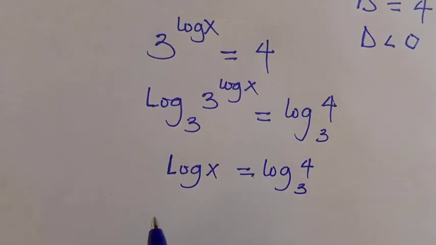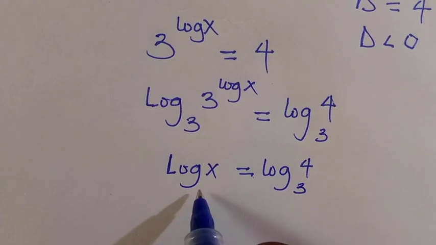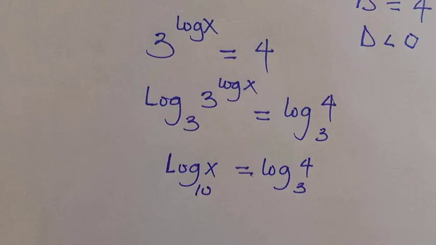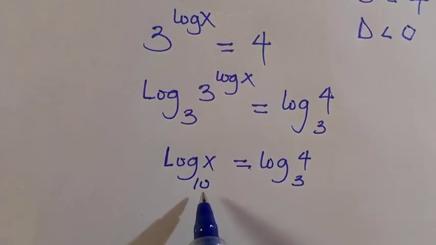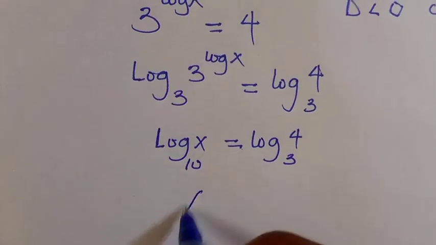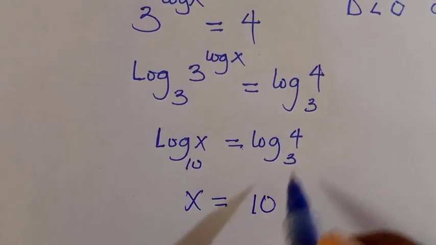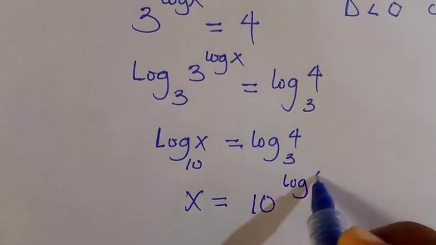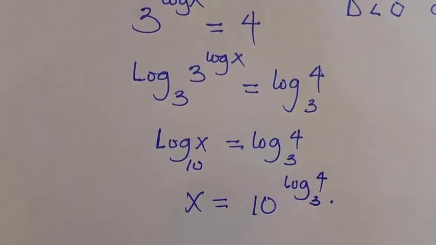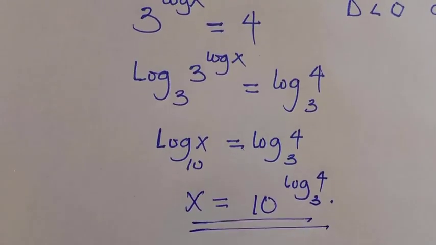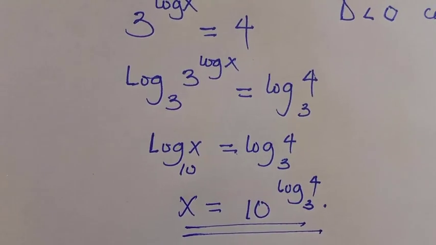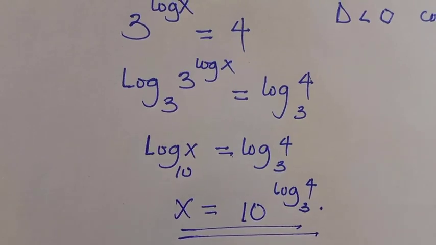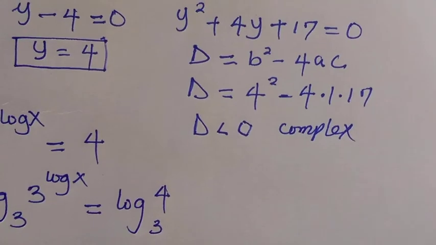And with this one, suppose I let this one have base 10. So if this is base 10, I'm going to introduce logarithm of base 10 to both sides. So the final answer for this one is given as x equals 10 to the power of log 4 base 3. So we have this as the value of x, the real root. And we can indeed check if this is equal or not.